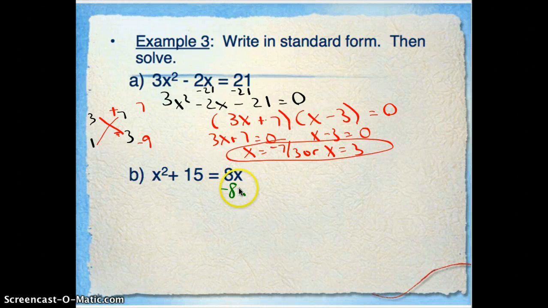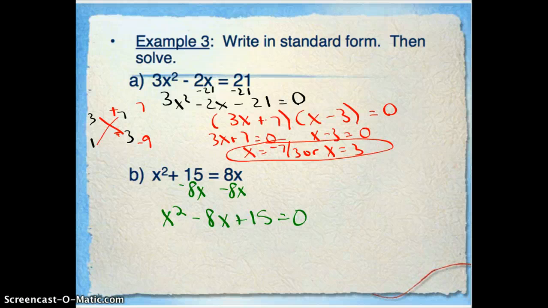All right, so I'm going to subtract 8x from both sides. I'm going to write it in standard form. So I know that x squared minus 8x plus 15 equals 0. And conveniently, this just has a coefficient of 1 there. So I'm just looking for two numbers that multiply to 15 and add to negative 8. That's negative 3 and negative 5. So I have x minus 3 times x minus 5 equals 0.